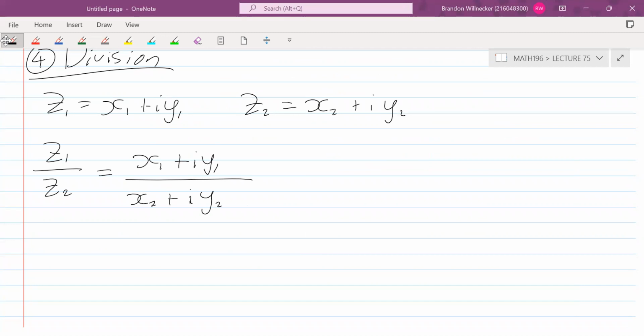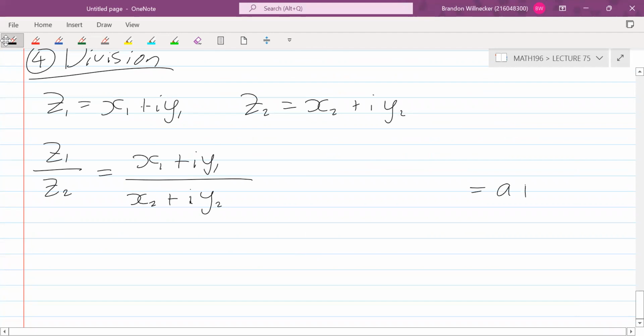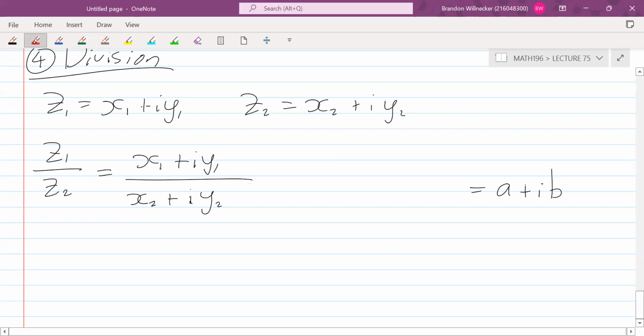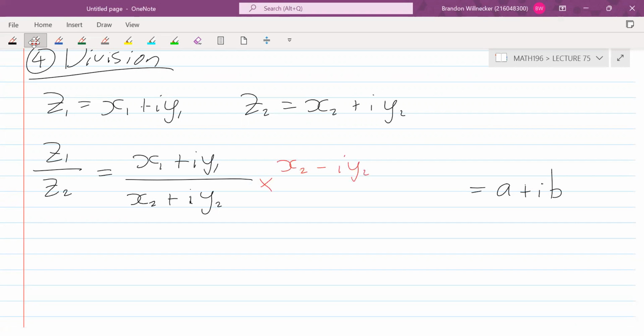Okay, but this doesn't look like a complex number, because what we want is something like a plus rb. We're a bit stuck here with this division, but we incorporate a little trick just to make it look like what we want. We multiply by (x2 minus ry2) over (x2 minus ry2). So we're just multiplying by 1, but this is a special representation of 1. How do we get this?